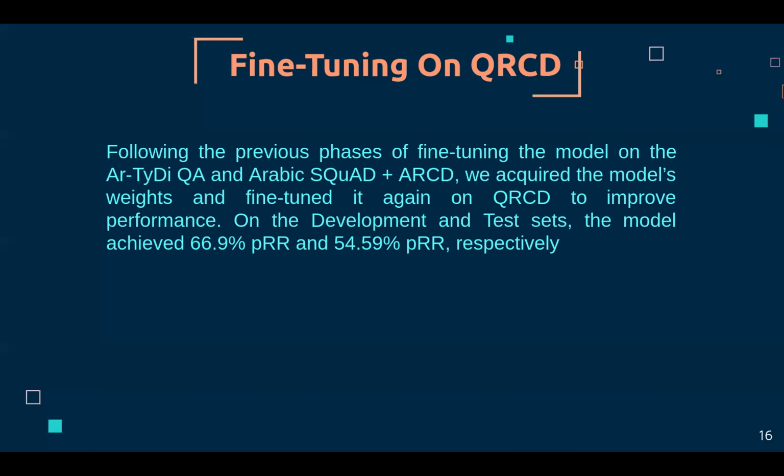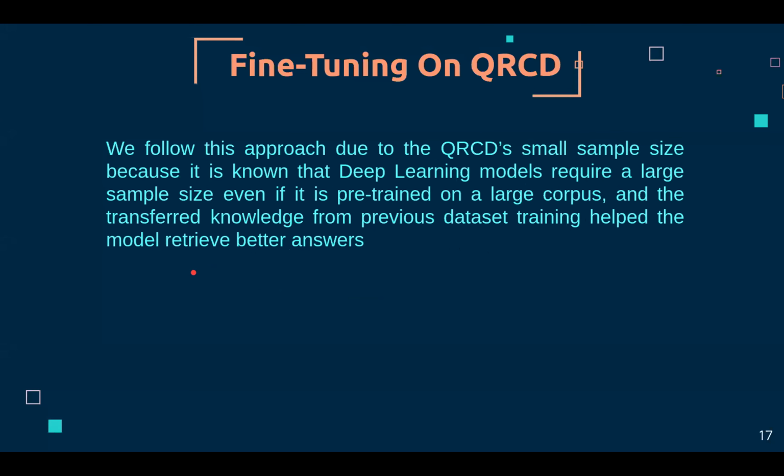Finally, fine-tuning these models on QRCD. Following the previous phases of fine-tuning the model on ARA-TyDiQA, Arabic SQuAD and ARCD, we acquired the model weights and then fine-tuned it again on QRCD to improve performance. The final model on the development set achieved 66.9 and 54.5 on the test set. Why do we follow this approach? We follow this approach because QRCD has a very small sample size, and it's known that deep learning models require a very large sample size, even if this model is pre-trained on a large corpus.